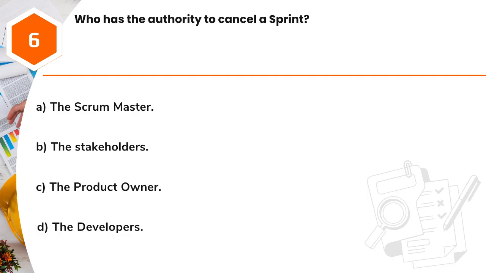Question 6. Who has the authority to cancel a sprint? A. The Scrum Master. B. The stakeholders. C. The product owner. D. The developers.